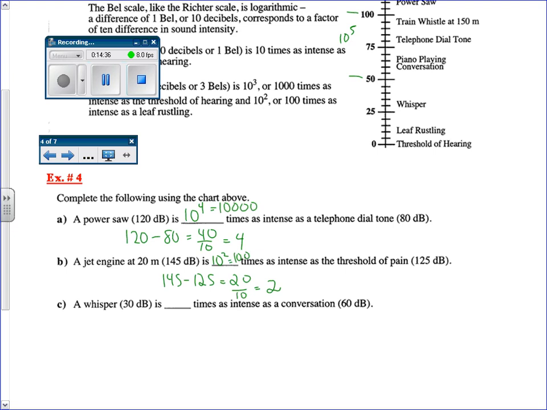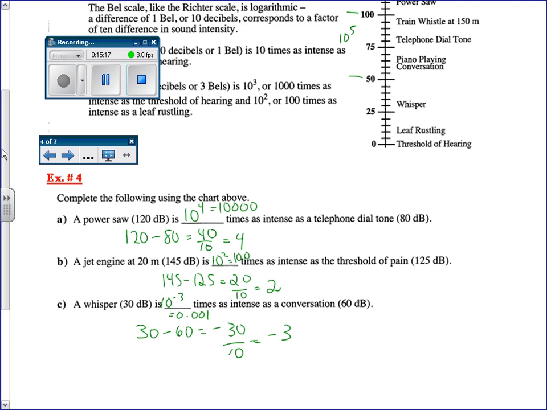And a whisper, which is 30 decibels, is how many times as intense as a conversation? So 30 minus 60 is negative 30, divided by 10, which is negative 3, so 10 to the negative 3, which is 0.001. But again, we can only compare differences of exactly 10 or multiples of 10. So we need a way of comparing sound when the differences are not like that. So we could compare, say, a leaf rustling with something that's maybe 65, like a piano playing.